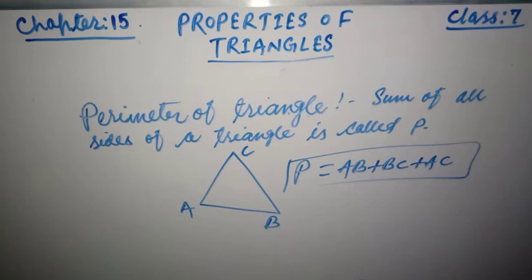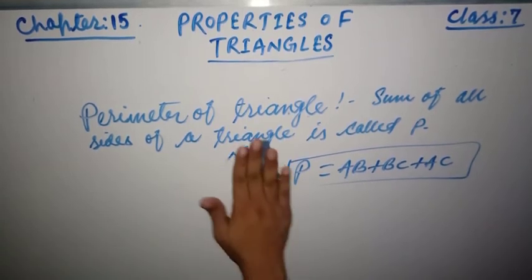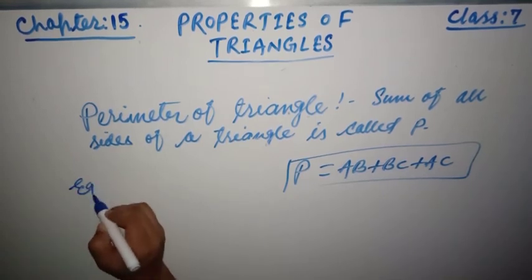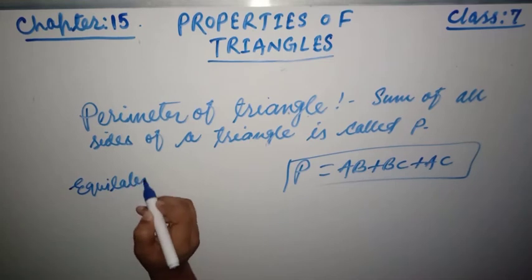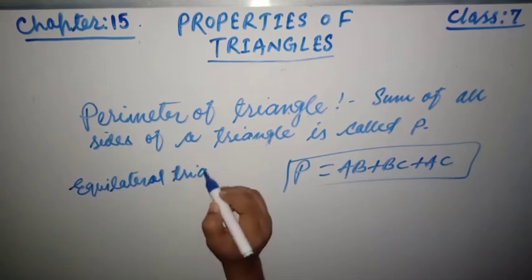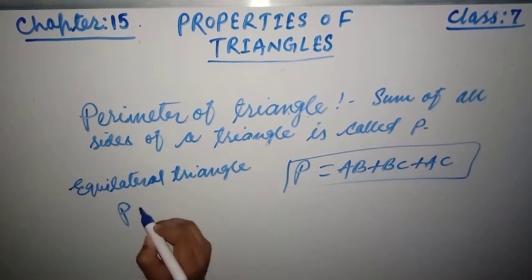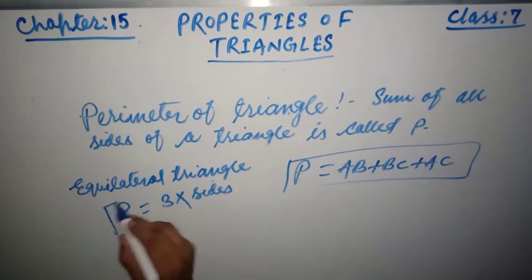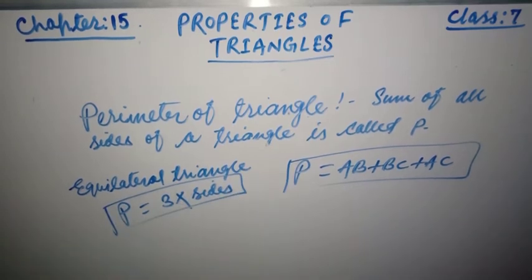Particularly friends, if you have to find the perimeter of an equilateral triangle, because in an equilateral triangle, perimeter is equal to 3 into side. Why friends? Because all sides are equal, because three sides are equal, so this is why P is equal to 3 multiplied by side. Now friends, this was about the triangles.